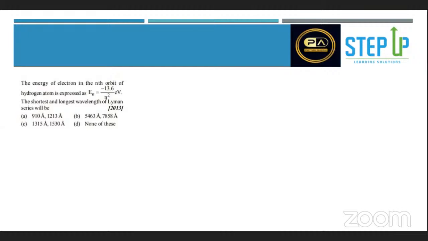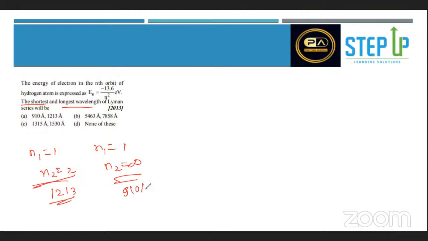The shortest is N1 equal to 1. Oh, that is for the longest. Longest will be the shortest we just did, N1 equal to 1 and N2 equal to 2. Shortest is N1 equal to 1 and N2 equal to infinity. This comes to around 121 to 122 Angstrom, and this comes to around 910 Angstrom. This is the longest wavelength.